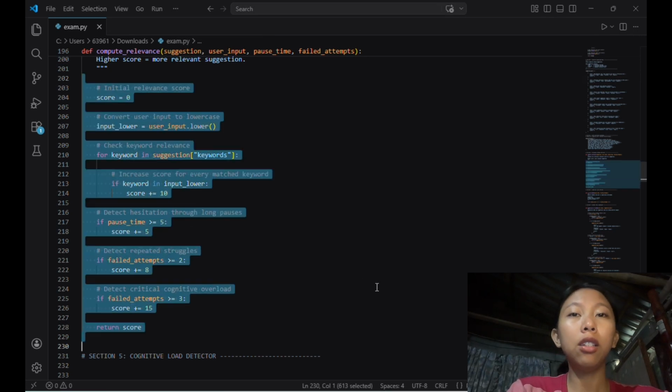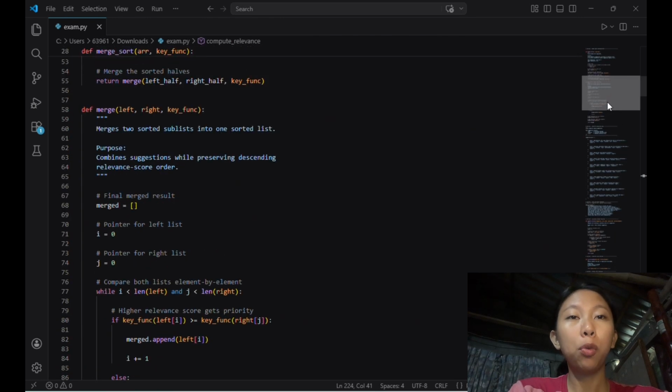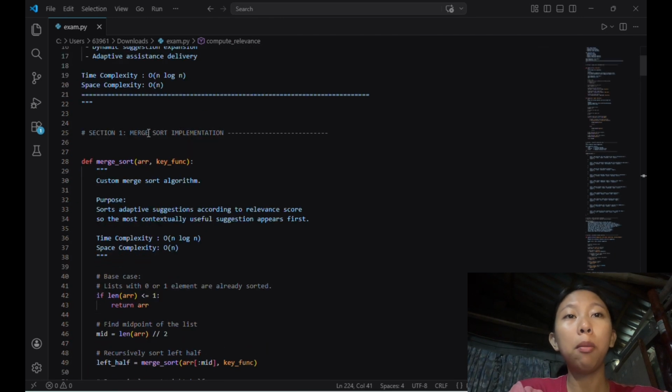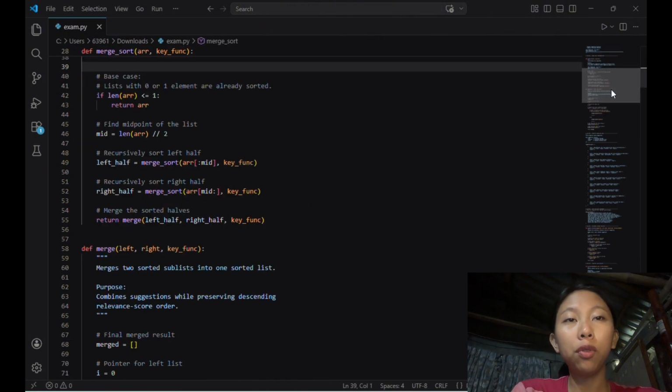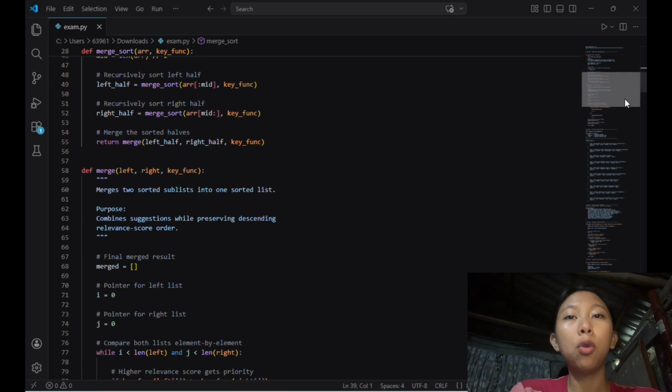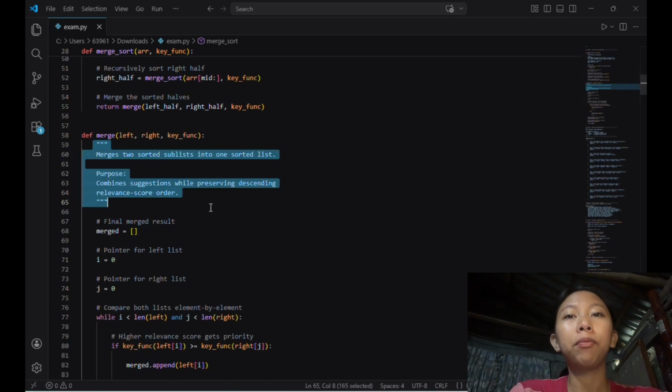The third is the merge sort algorithm, which ranks all suggestions based on their computed relevance scores. This ensures the most useful suggestion appears at the top. Its efficiency is O(n log n).